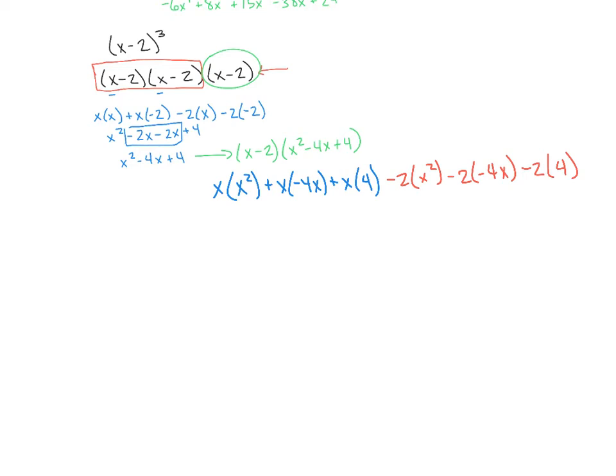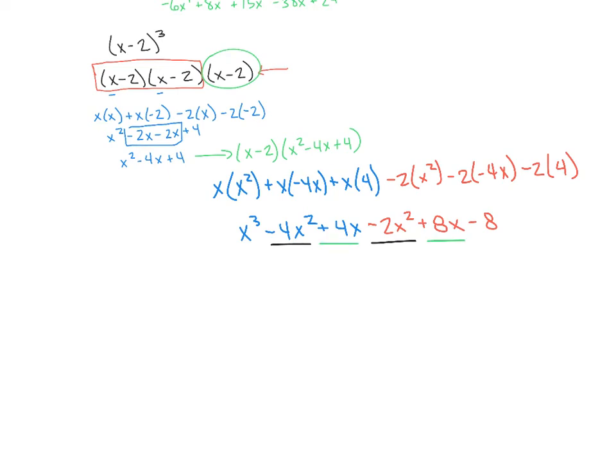and on this we're going to combine our x's to get x cubed, minus 4 x's, there are 2 of them, plus 4x, minus 2x squared, plus 8x, minus 8. And then we're going to go through and see if we have any like terms. It looks like we might have a few: negative 4x squared, negative 2x squared, and 4x and 8x.